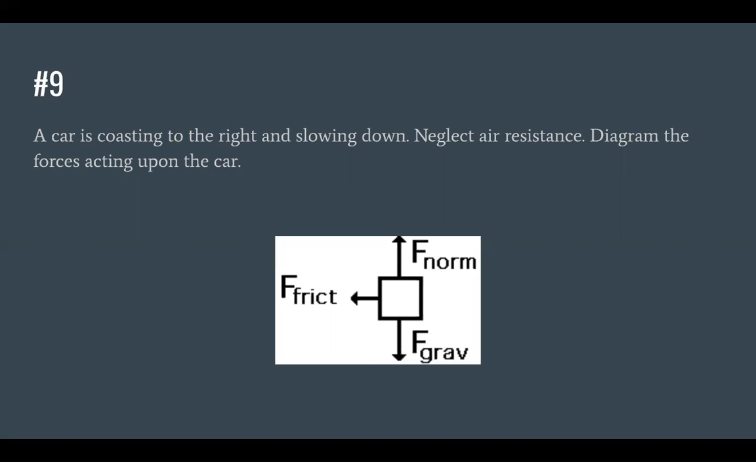There is no force propelling the car to the right since it's just coasting, but since it's slowing down, we know that there's a frictional force acting against that motion. So therefore, the frictional force is pointed to the left, and there's that net force pointed to the left. I think that's the last problem.